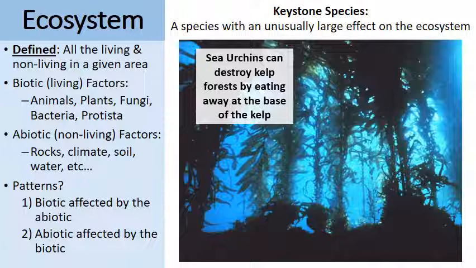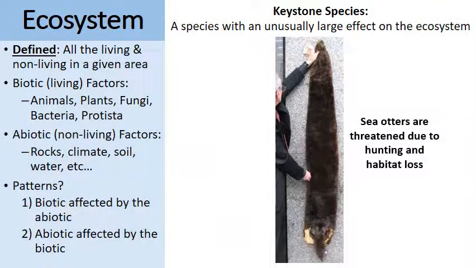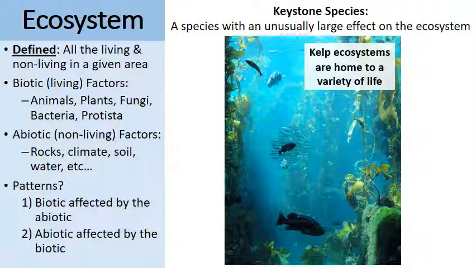And so to prevent that and to help maintain the health of the kelp forest, the sea otters will eat the urchins. Now the problem we're seeing though is of course that sea otters are threatened due to overhunting and due to habitat loss. And so these very healthy kelp forests are actually becoming threatened because the urchins are overpopulating and destroying these beautiful kelp forests. But that's an example of a keystone species, how the actions of one species, the actions of the sea otters, can have a huge impact on their ecosystem.